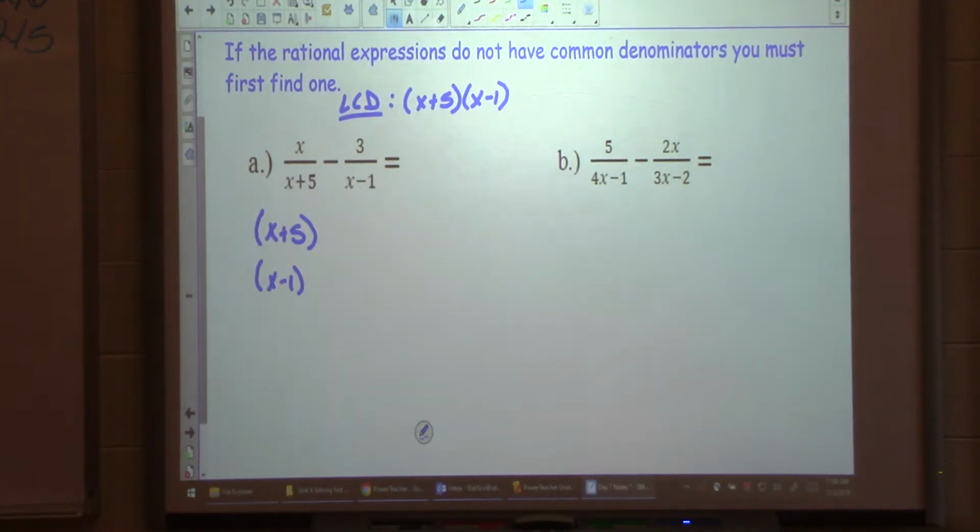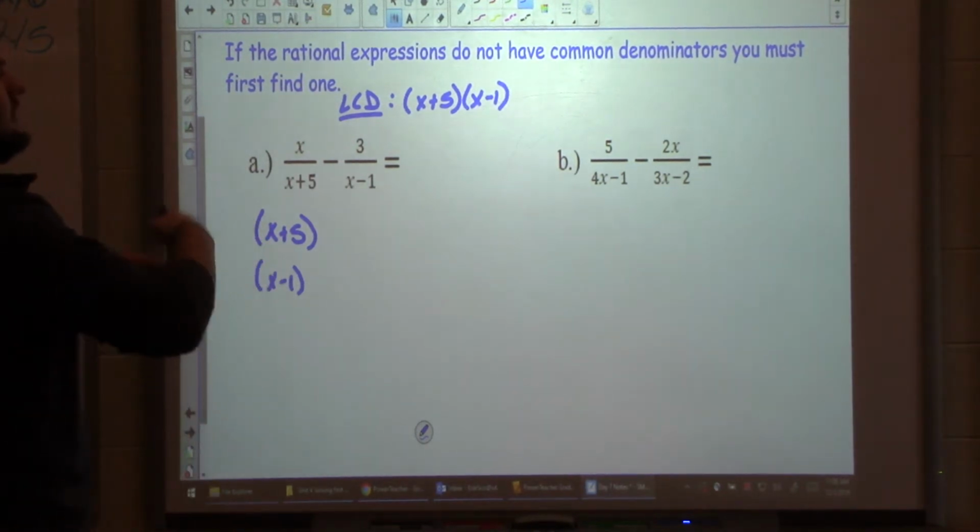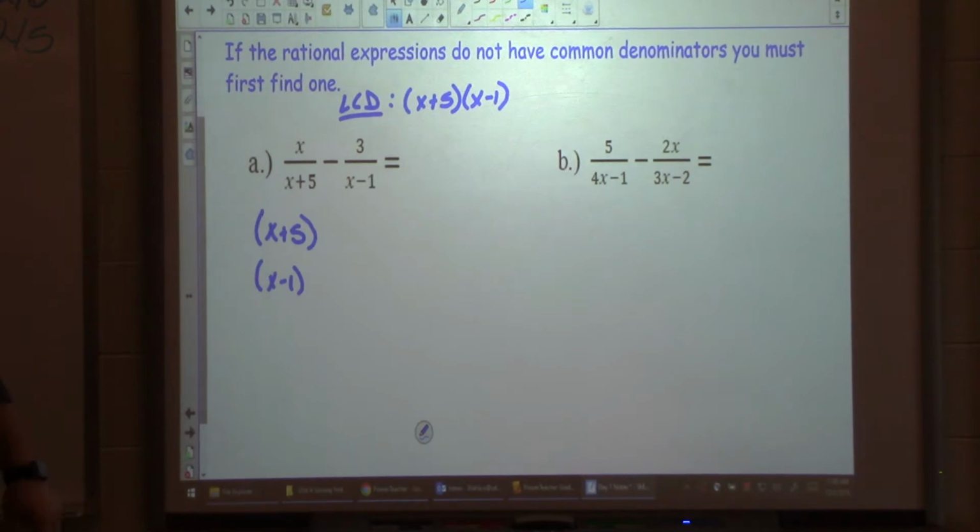Alright? We are not going to FOIL it, however. Do not FOIL it. Alright? Because we're going to want to simplify at the end if we can. And if we FOIL it, we'll have to unfactor it again and just make more work.